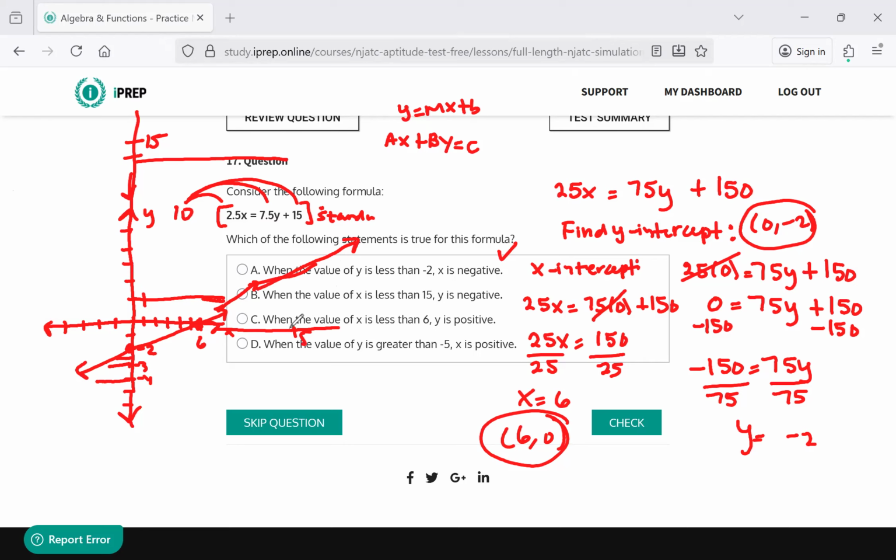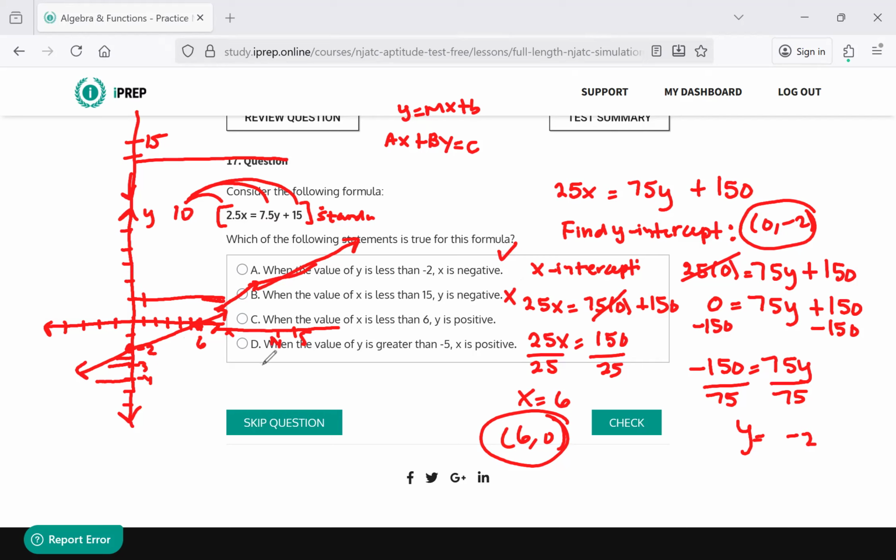No, not true, because if you do 14, the y value is positive, right? 14's here, the y value is positive. 13, the y value is still positive. I think if you go below 6, it's negative. So it is partially true. Anything below 6, the y value is negative, but anything above 6 but less than 15, so 14, the y value is positive. So that's not always true.